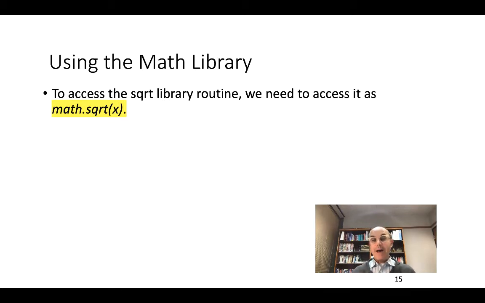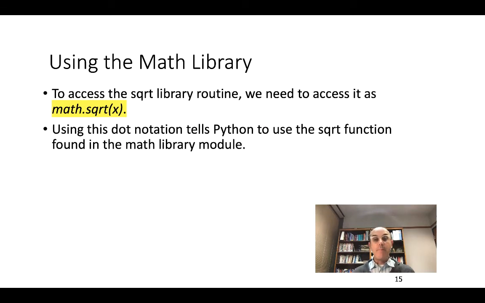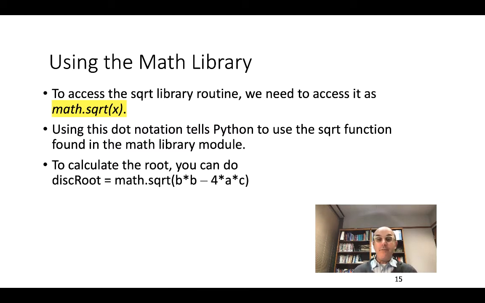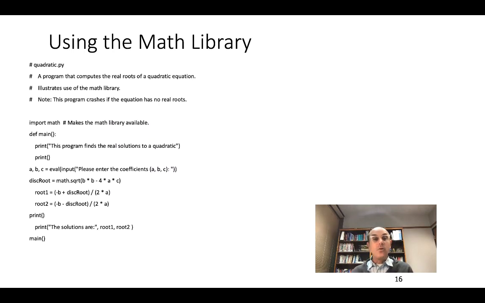We will write a line saying math dot square root of x. It uses the dot notation to tell Python to use the square root function found in the math library module. If we want to do more advanced statistics or advanced calculation of the root, we're going to use slightly different approaches to apply it.